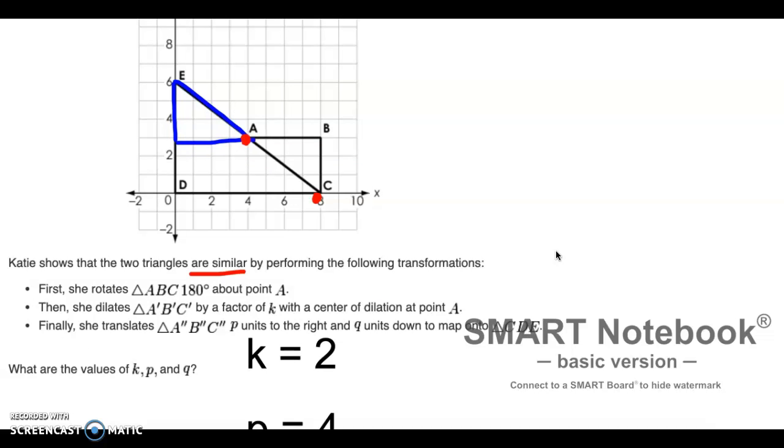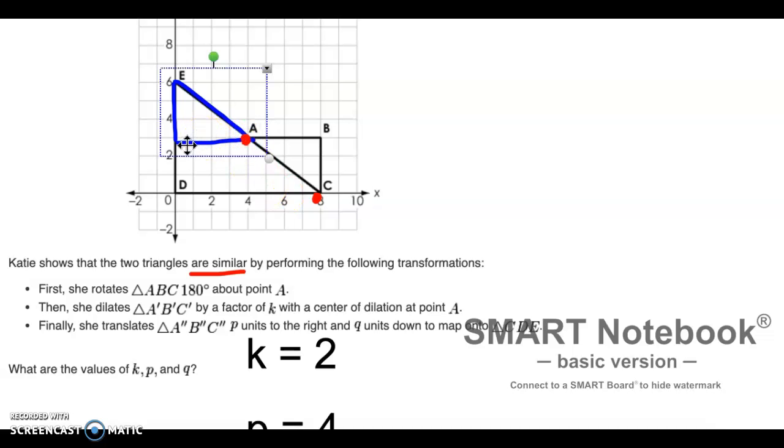Then Katie dilates triangle A prime, B prime, C prime. So remember, after we perform a rotation, we have a transformed figure. So we label with primes, A prime, B prime, C prime, by a scale factor of K with a center of dilation at point A. So we need to figure out what K is. How many times bigger did this blue triangle get? Well, if I look at this bottom piece right here, I can see that it is 4 blocks long. In the big triangle EDC, the corresponding piece is 8 blocks long, which means the triangle got 2 times bigger. So our scale factor is K.